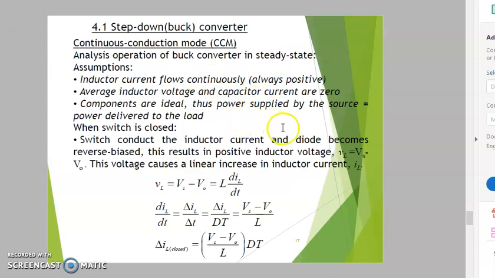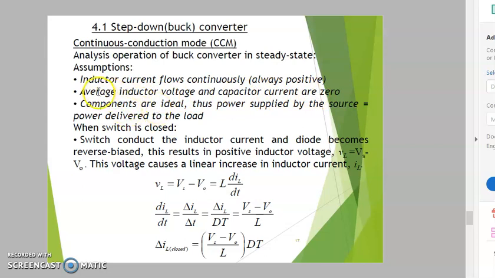So in this circuit, we consider this kind of assumption. It happens in steady state. The assumption is that the inductor current flows continuously and is always positive. As I told you before, the current is always at a positive level. So the average inductor voltage and capacitor current are 0, because inductor and capacitor are not loads. They are energy storage. They just absorb and release. The inductor absorbs and releases the current. The capacitor absorbs and releases the voltage. So in terms of averages, the current and voltage are 0.